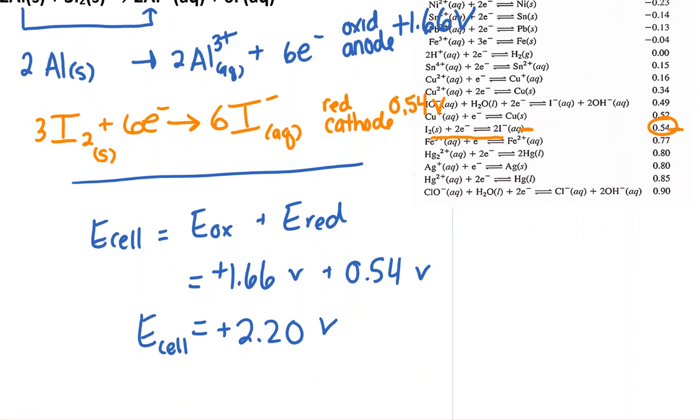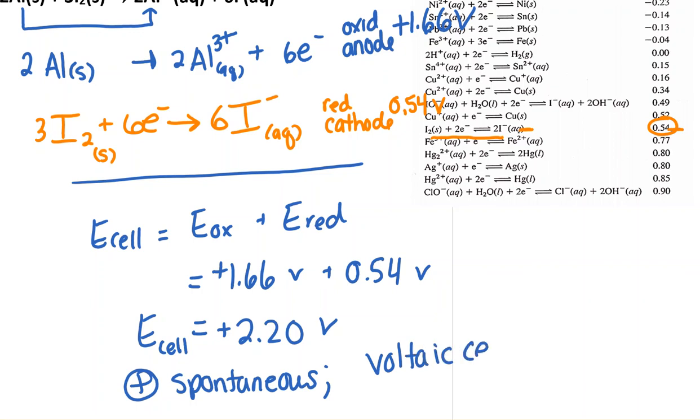Okay, so it's positive, so that means this reaction is spontaneous. It can be used to do work, like a battery. It is a voltaic cell, not electrolytic.